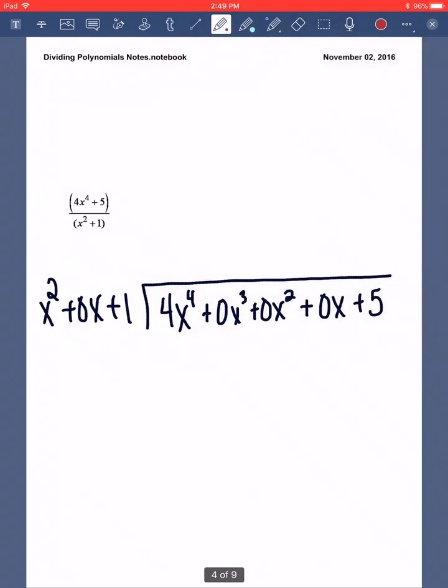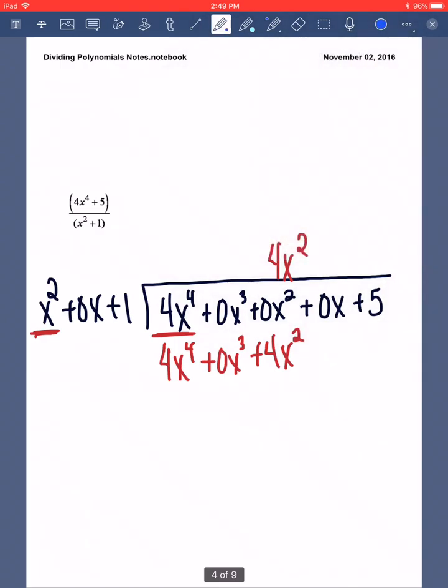Okay, so to get started, I only look at my first terms, so x squared and 4x to the fourth. So x squared times what gives me 4x to the fourth? Well, that's 4x squared. And again, I always just write my like variables on top of each other, so that's why I chose to put it there. Our next step is we have to multiply that out. So 4x squared times x squared is 4x to the fourth. 4x squared times 0x is 0x cubed. And 4x squared times 1 is 4x squared.